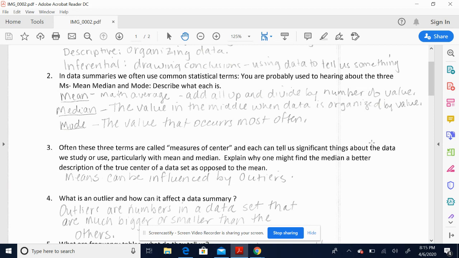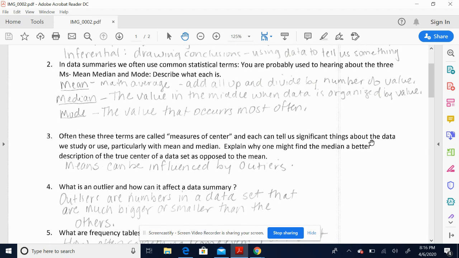Mode is, of course, the value that happens most often. It's possible to have more than one mode. It's possible to have no mode. For example, if I had a list of 10 values and 3 of them were 0 and 3 of them were 5, and none of the others repeated, then my mode would be both 0 and 5. It is possible for me to have no mode. If I had the same list of 10 values and none of them repeated, I would have no mode.